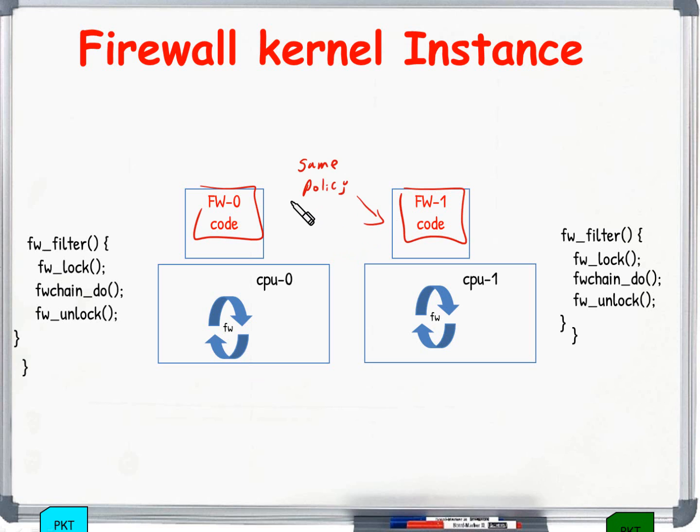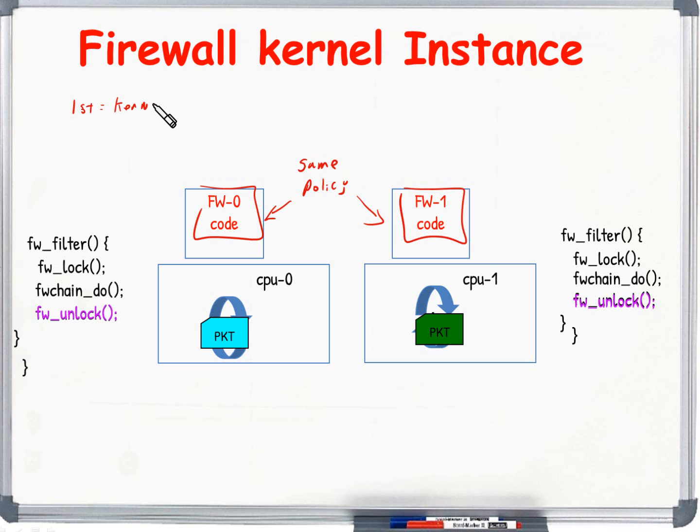This is one firewall, and so when a packet comes into the CPUs, the firewall code will lock the code, will request the firewall code to execute, will do the FW chain do, and then unlock the code. And so that's one component. The first thing that we did is we recreated multiple firewall kernel instances. So we have multiple firewall codes running simultaneously on each of the cores.